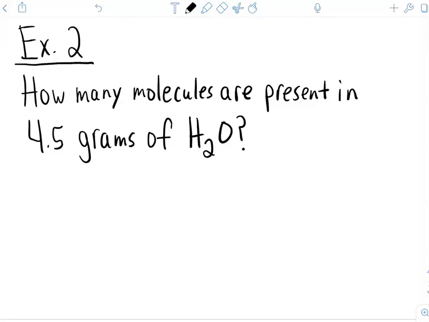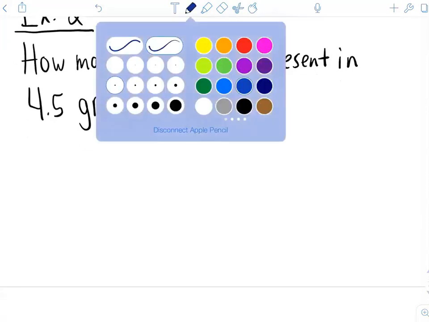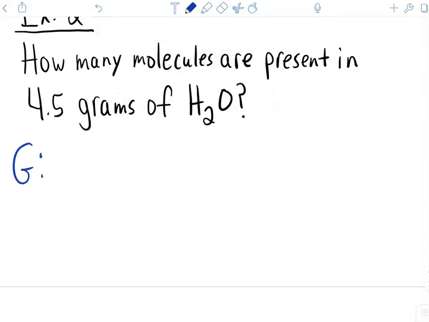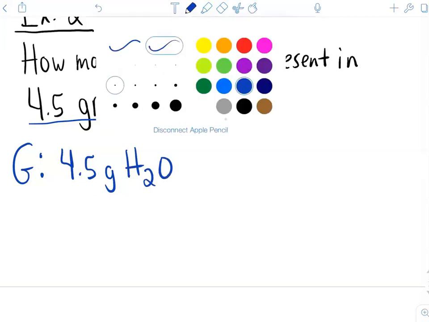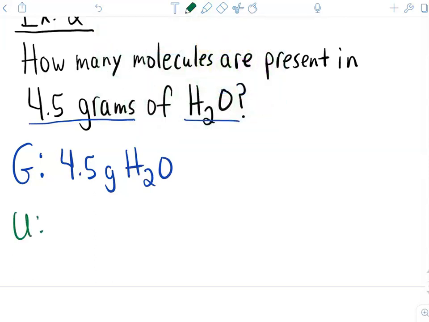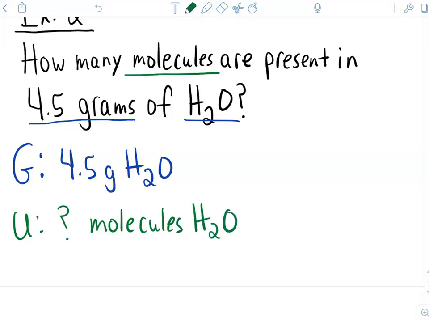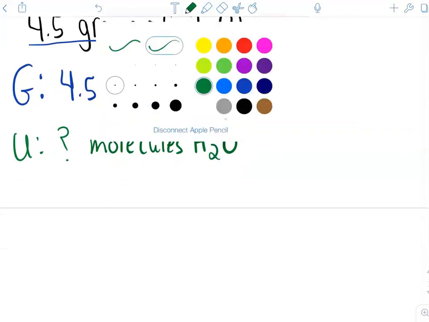Okay, so I trust that you have done that. So let's start out with our given. This time they give us 4.5 grams of H2O. The unknown, or the thing that we're trying to get to, is going to be molecules of H2O. And then our path.